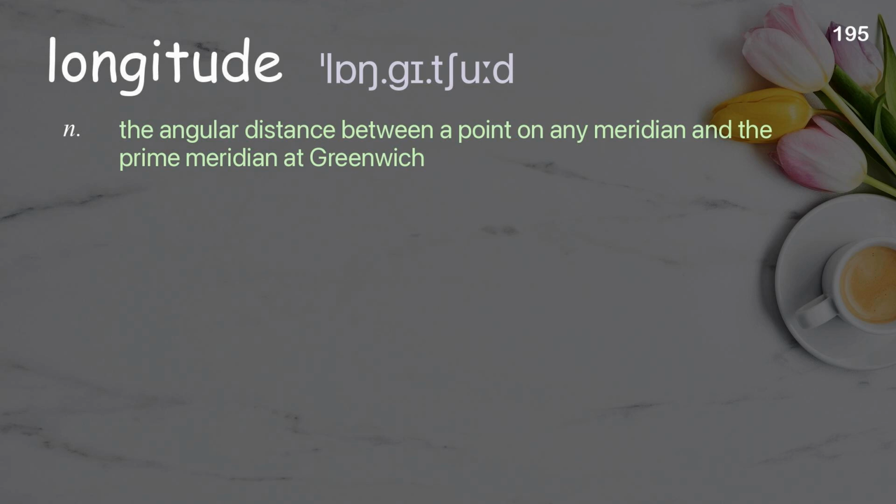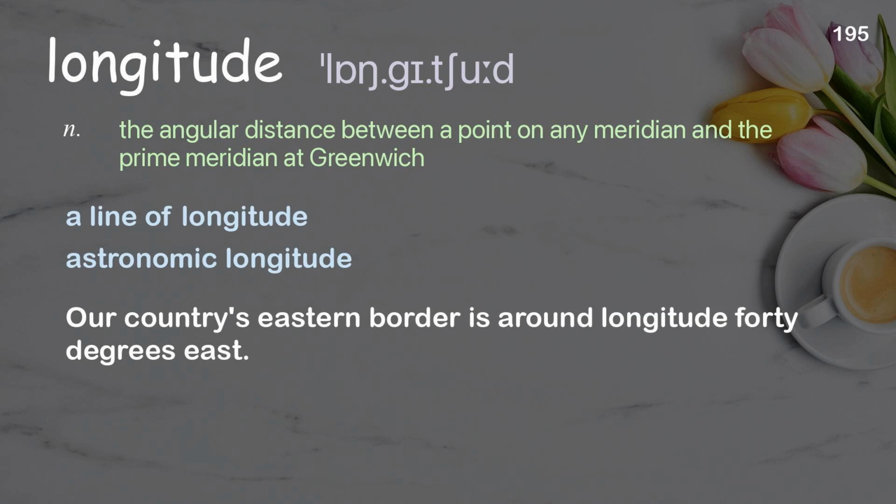Longitude. The angular distance between a point on any meridian and the prime meridian at Greenwich. Examples: A line of longitude. Astronomic longitude. Our country's eastern border is around longitude 40 degrees east.